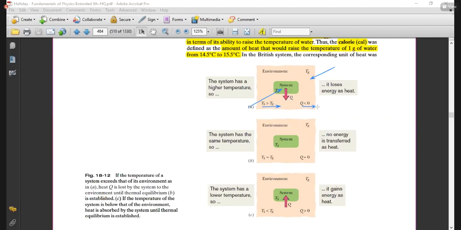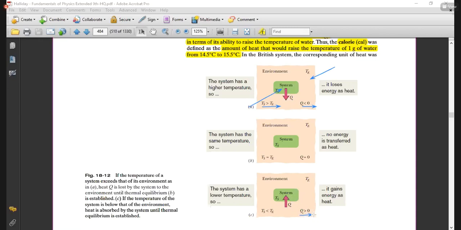Okay. In the second case, the environment has the higher temperature compared to the system. Ts is less than Te. It means that the system has a temperature less than the environment temperature. So in this scenario, energy will transfer from the environment to the system. So the system has gained the energy. So we will take Q as positive here. Q is greater than 0.